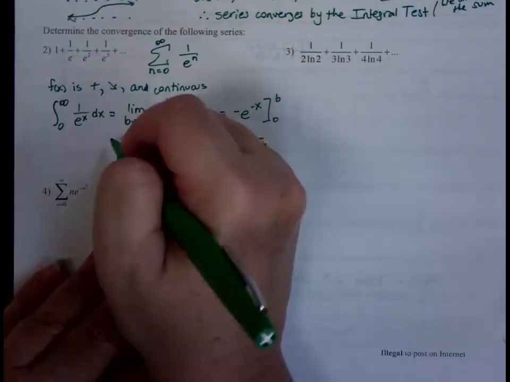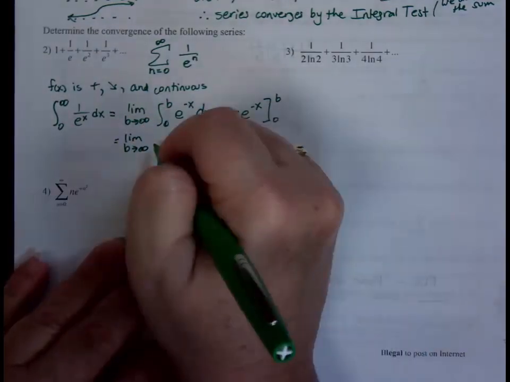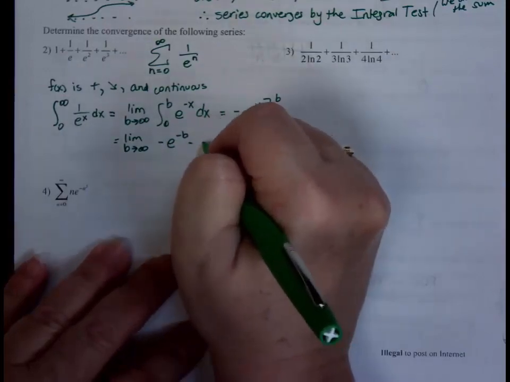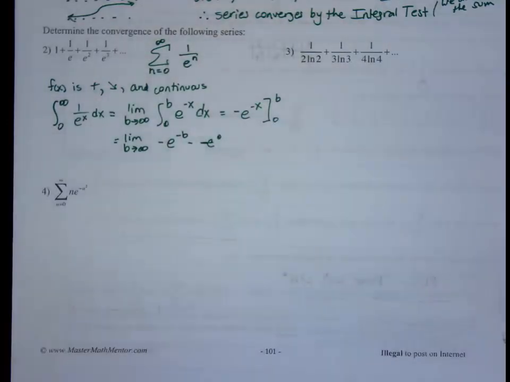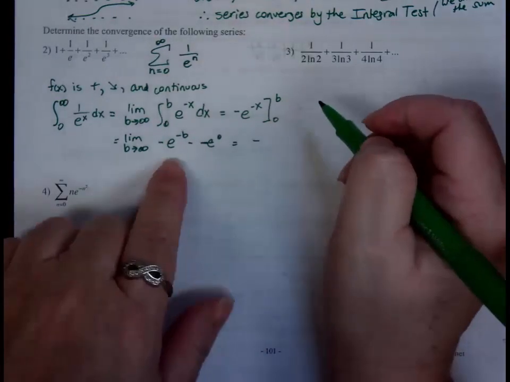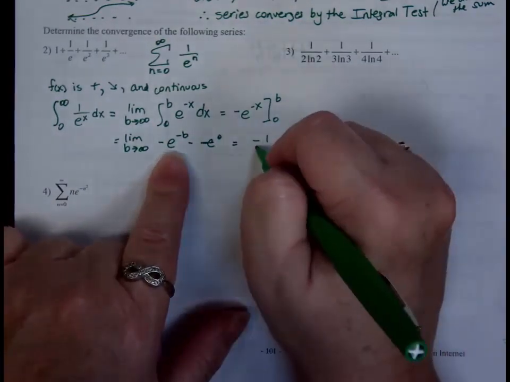So, we come to the next line, limit b approaches infinity. So I have negative e to the negative b minus negative e to the 0. I don't need to write negative 0. Anytime you see a negative exponent, always change it to a positive before you start deciding whether it's going to infinity or not. Okay? So this would be negative, how do I write this with a positive exponent? 1 over e to the b. Do y'all agree with that?